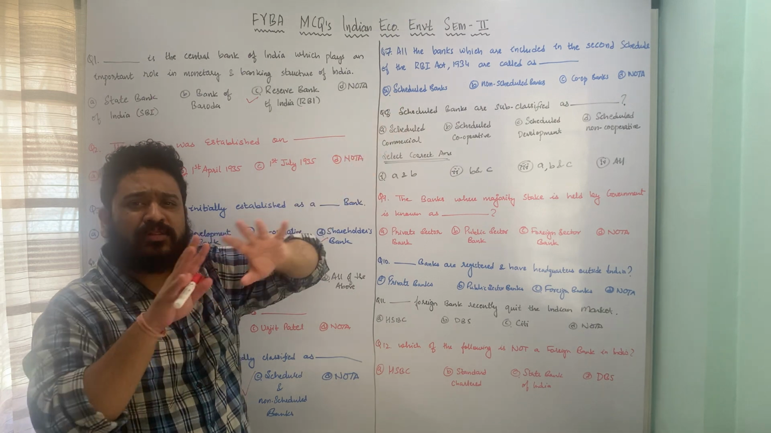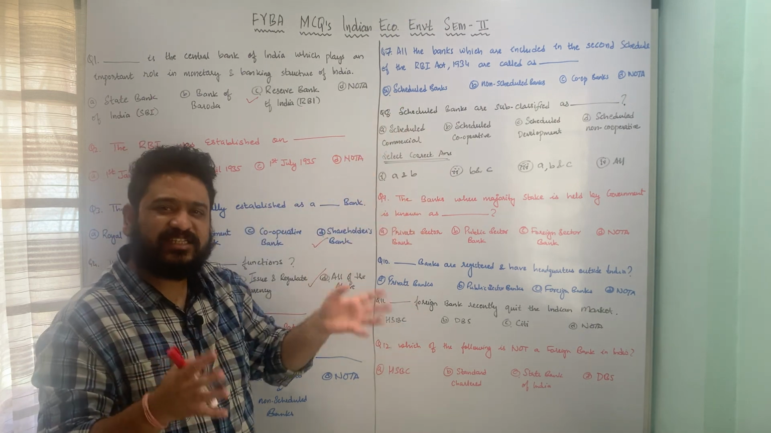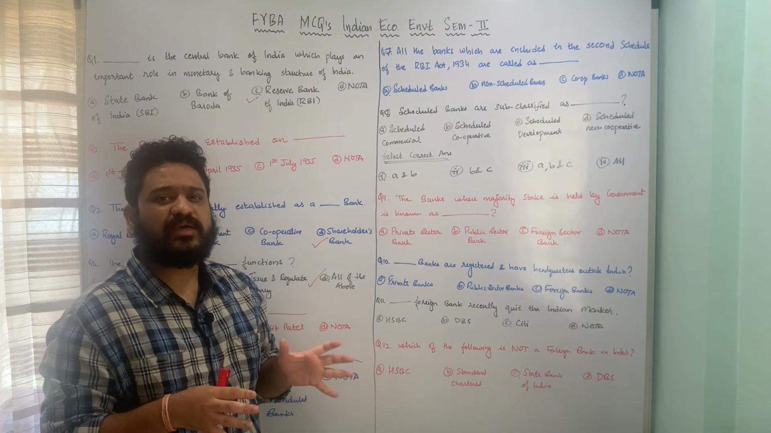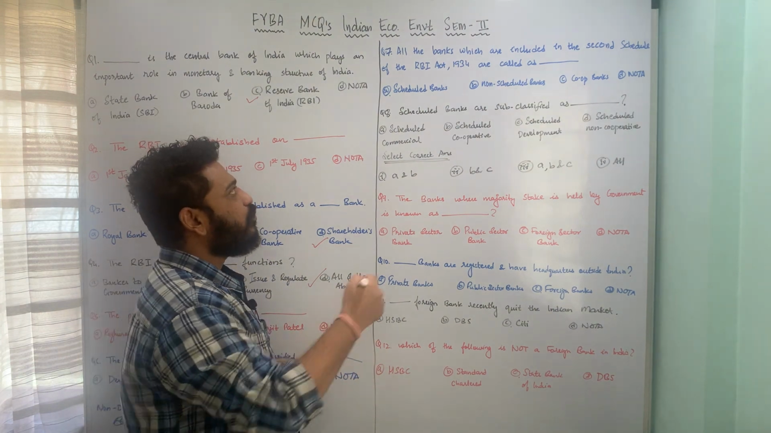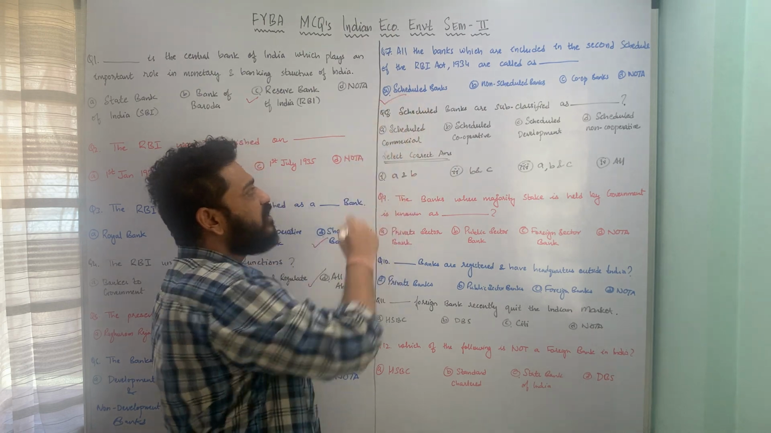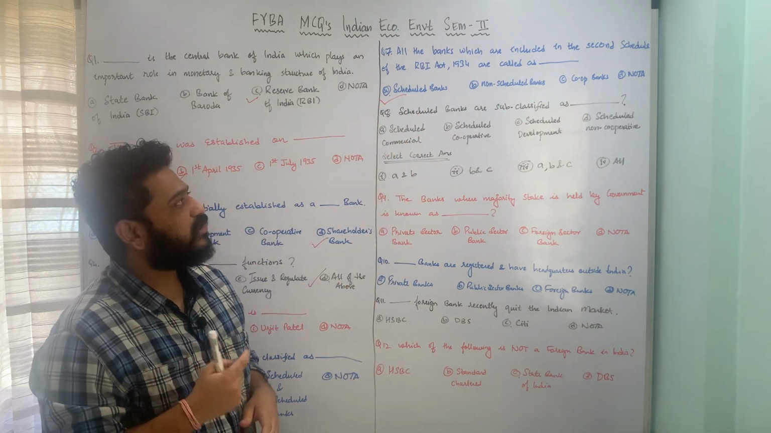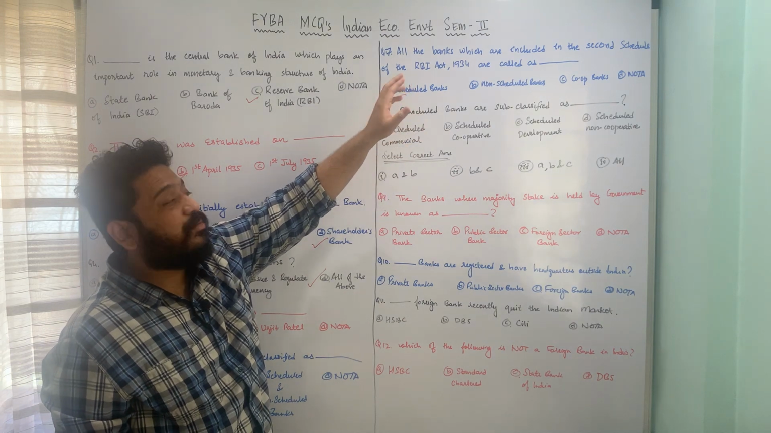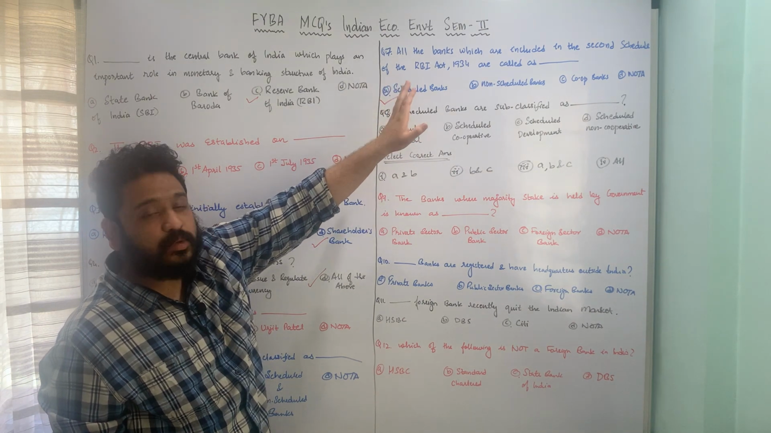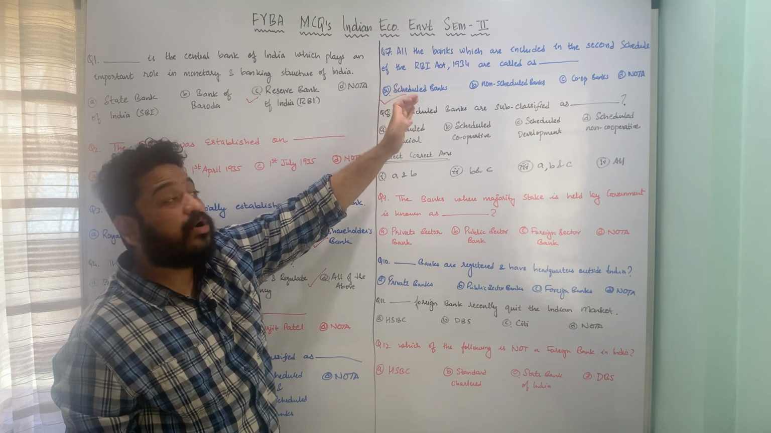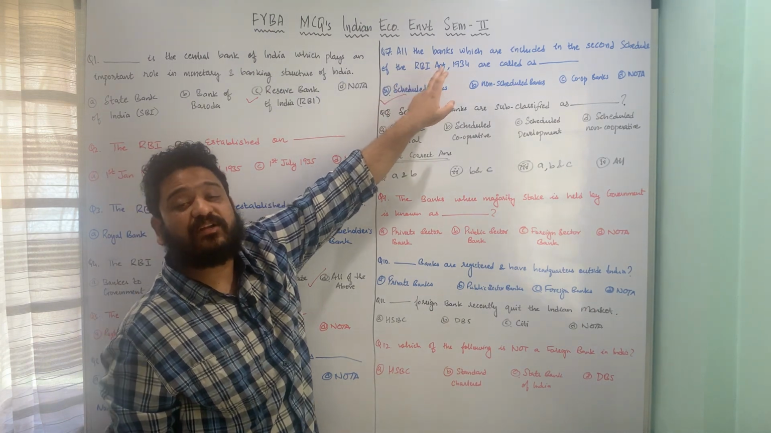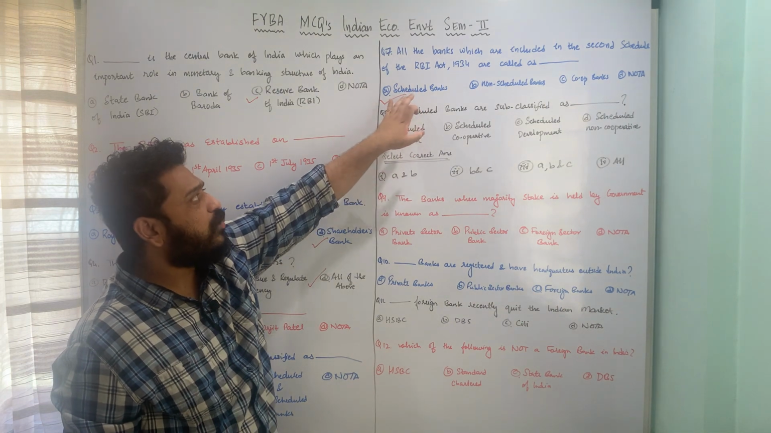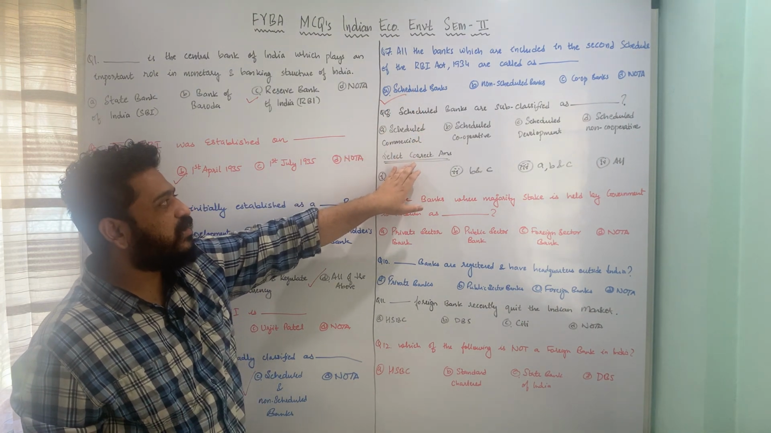So here all those banks which are included in the second schedule of the Reserve Bank of India Act of 1934 are popularly called as scheduled banks, and therefore option A, scheduled bank, is the correct answer to this particular question. Very important question. The second schedule is where the banks are included, and hence the banks are called as scheduled banks. I hope the question is clear. Let us now move to the next one.